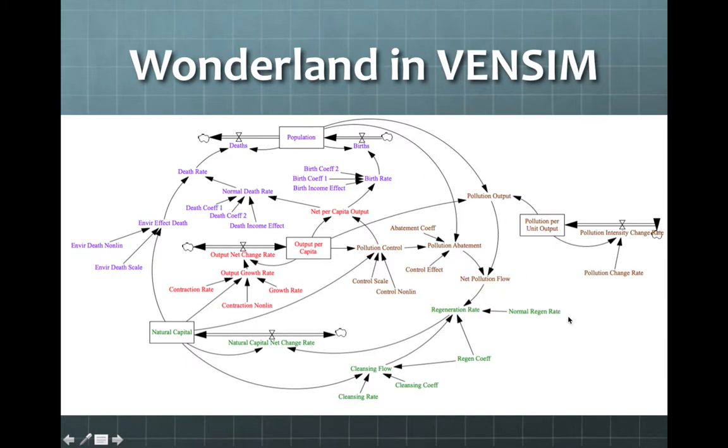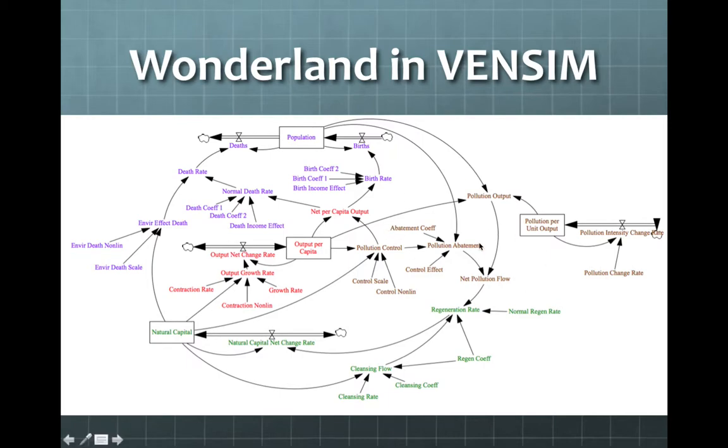The other thing I'll mention, one of the nice things that was done in this model, at least in the VENSIM implementation, is the use of different colors to identify variables that are associated primarily with one of the stocks. So purple variables in equations are with population, reds are with output per capita, greens are with natural capital, and brown are with pollution. The choice of colors also makes sense from an intuitive point of view.